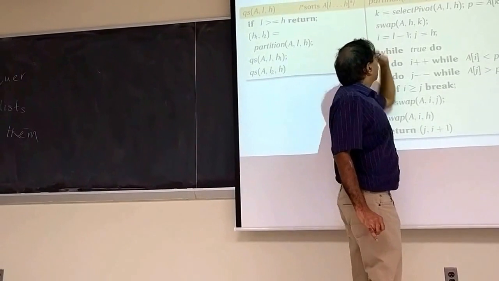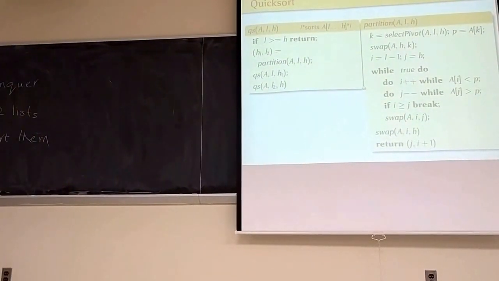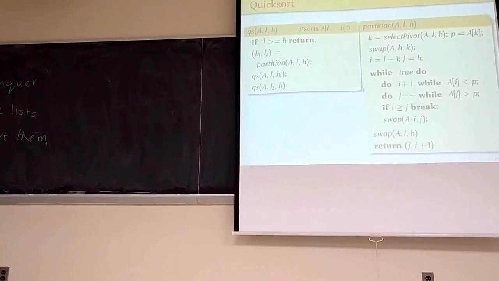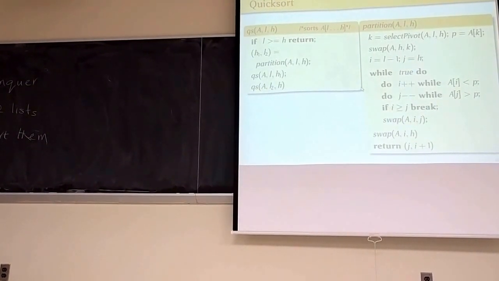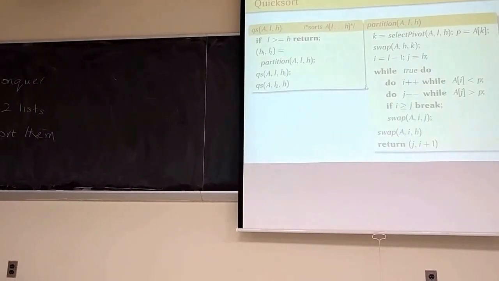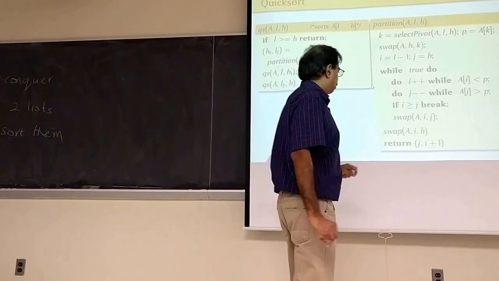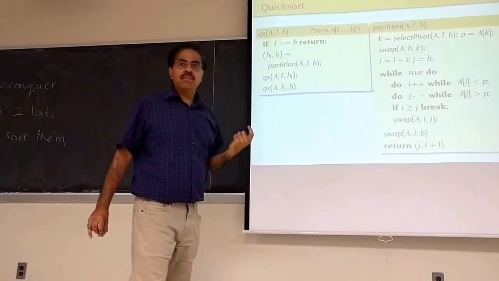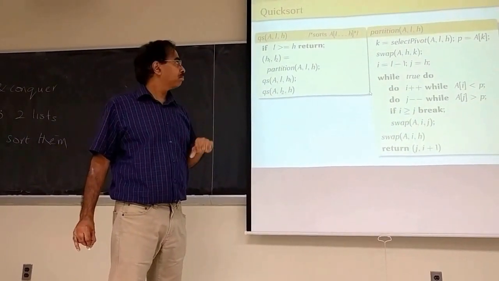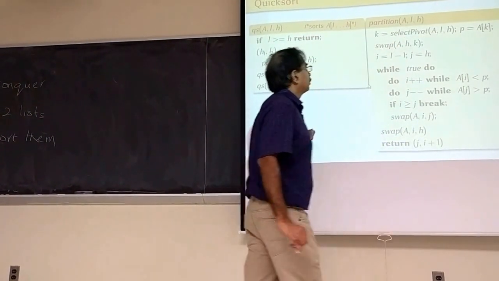Okay? So what partition does is it picks a pivot element. A pivot element is one such that everything less than the pivot will go on the left side, everything greater than the pivot will go to the right side, and then the pivot itself will come right in the middle. Okay? So we're going to select the pivot.